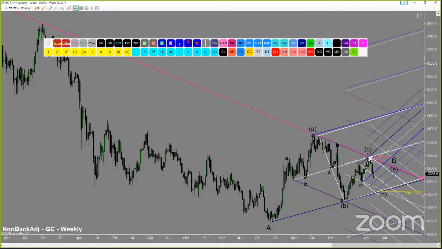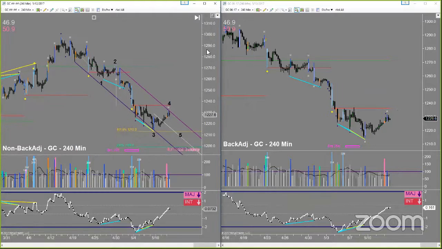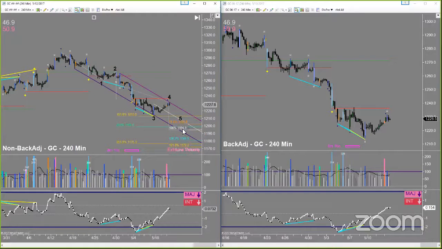All right, so to look at that last move down from the high that I have marked here at C, if we do get that next move down, 5 is typically equal to wave 1. So that could bring us down into this area here. So right around 1200, maybe a little bit lower.